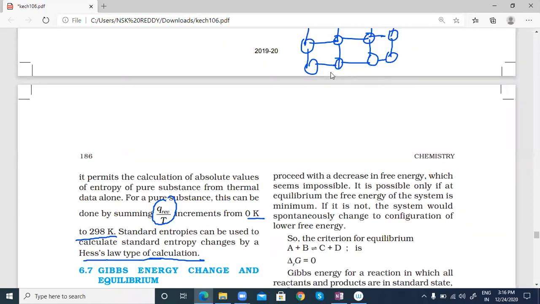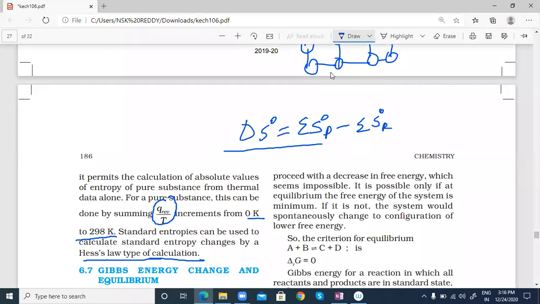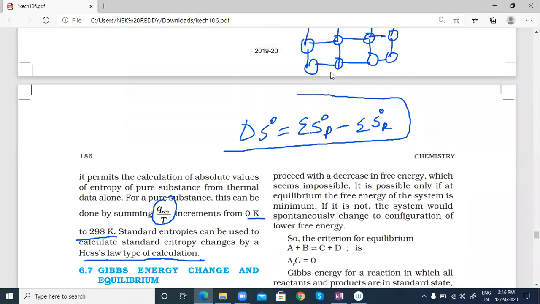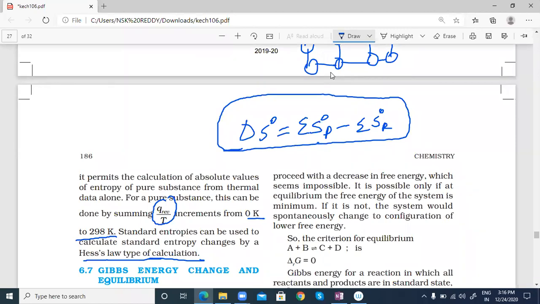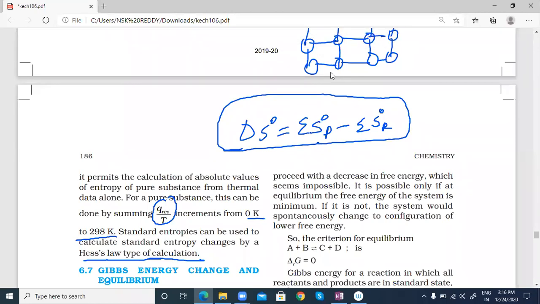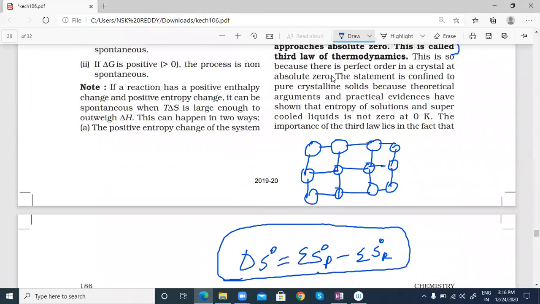Got it? Same here: delta S naught equals S naught of products minus S naught of reactants. This is common everywhere. Delta S is the basic formula. In all cases, wherever delta is used, you have to write product minus reactant, except in the case of bond energies. Except in the case of bond energies, everywhere we use the same formula.